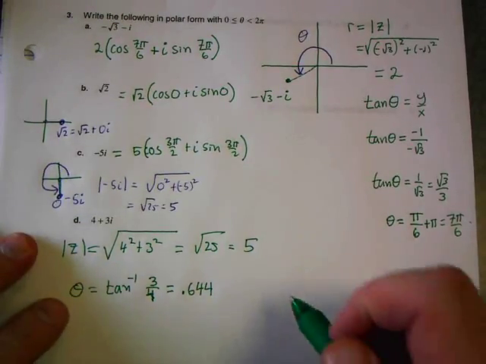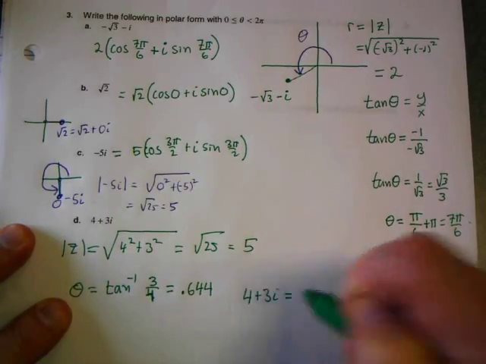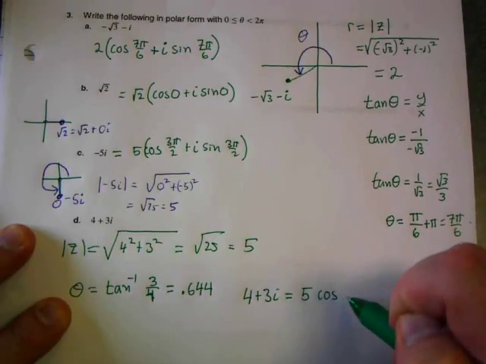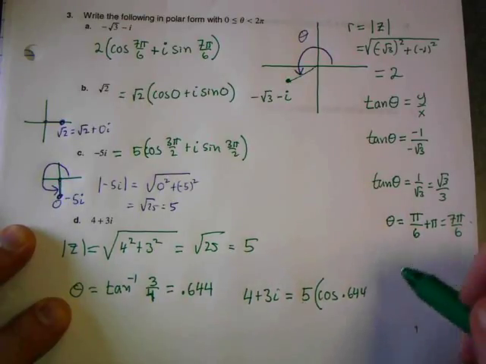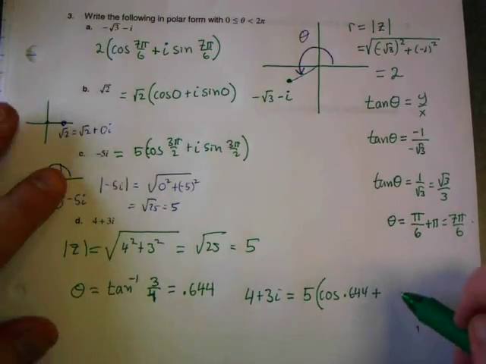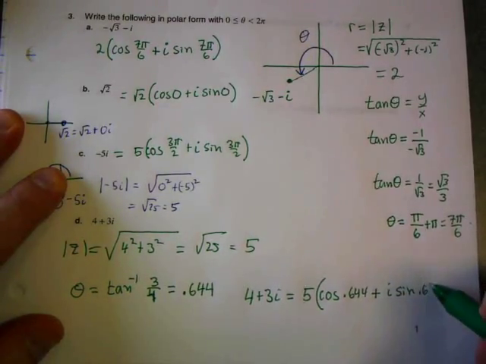So our answer would be 4 plus 3i in polar form is 5 cosine 0.644. I said 4 and I wrote 5? Yeah. All right. That's how everybody looks up. Like, what? And I was looking down, so I didn't see that you looked up. Plus I sine 0.644.